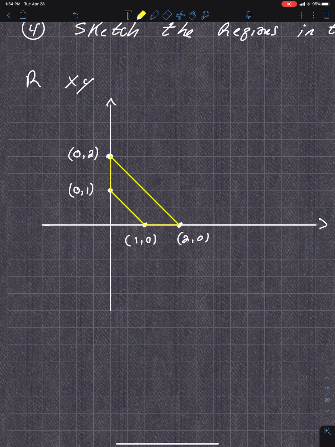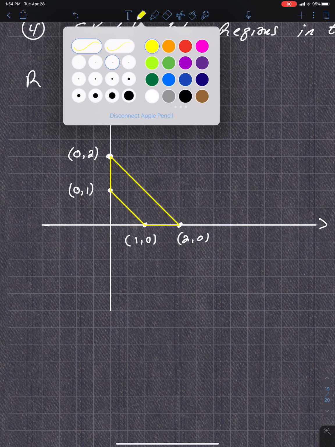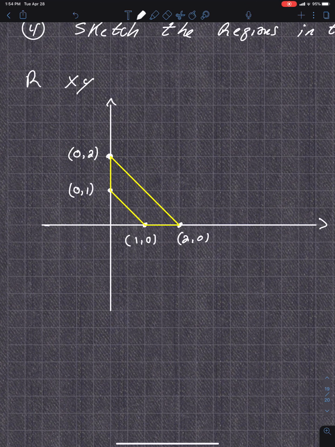So that's our trapezoid. And so you want to figure out the equation of these lines. So you have the vertical axis and the horizontal axis, but you want to find the equation of the slanted lines. It's easy to calculate that. It's x plus y equals 2. And then this one is x plus y equals 1. Okay, so figure that out.